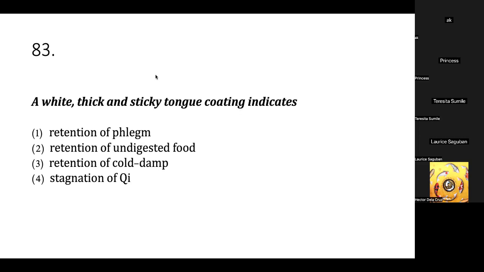Okay. 83. Thick na. So, white thick, sticky coating. So, retention of phlegm. Tapos, retention of cold damp. Undigested food. Pwede. Sir, 1, 2, 3 ulit. Letter A. Pwede mong i-elaborate yung food retention or undigested food. Bakit siya nagkaganon? Bakit siya white, thick, and sticky?